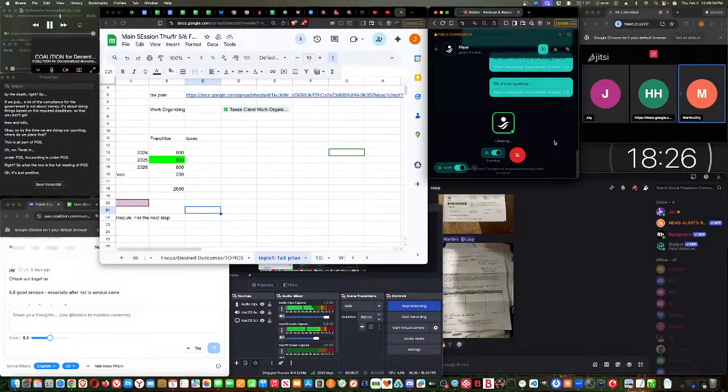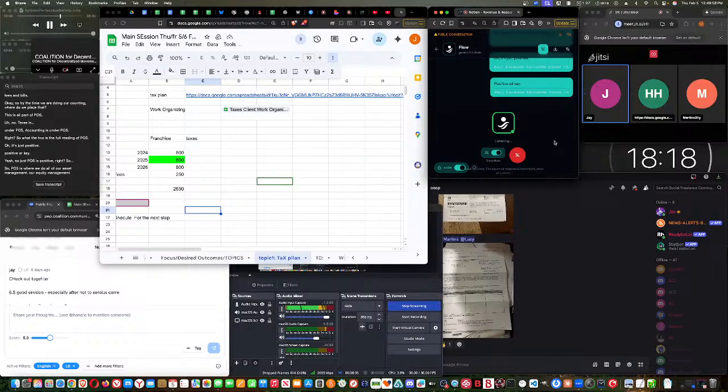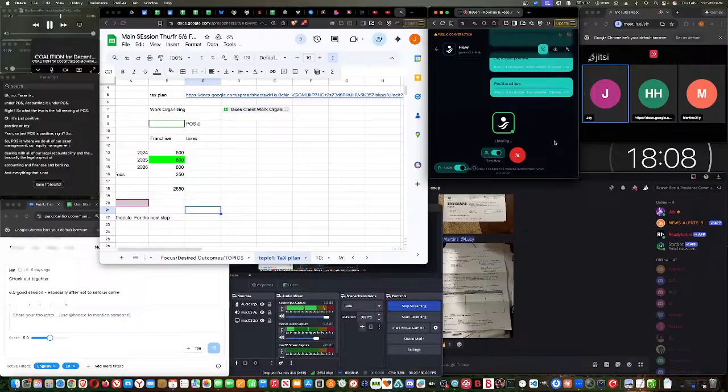Okay. So POS is positive, right? POS is where we do all of our asset management, our equity management, dealing with all of our legal accountability, and basically the legal aspect of accounting and finances and banking and everything that's not just a normal bill and payroll.